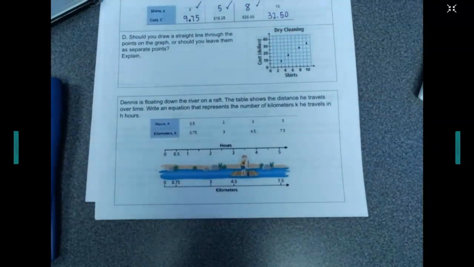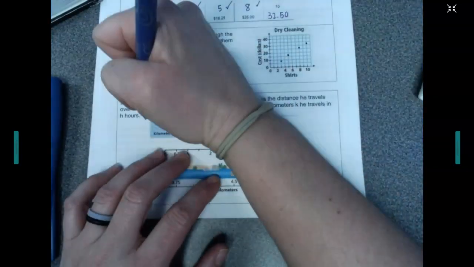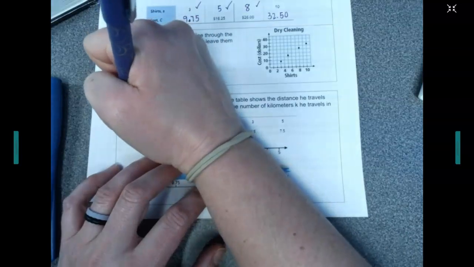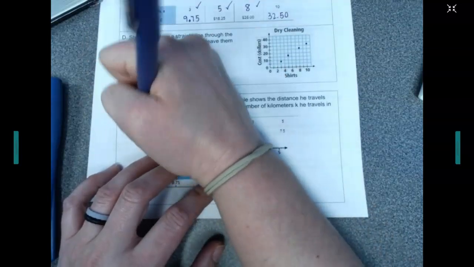Dennis is floating down the river on a raft. The table shows the distance he travels over time. We're going to write an equation that represents the number of kilometers, K, he traveled in 8 hours. So first, let's determine the independent and dependent variable. Remember, the independent is always on top. The dependent is on bottom. Our letters are K and H.